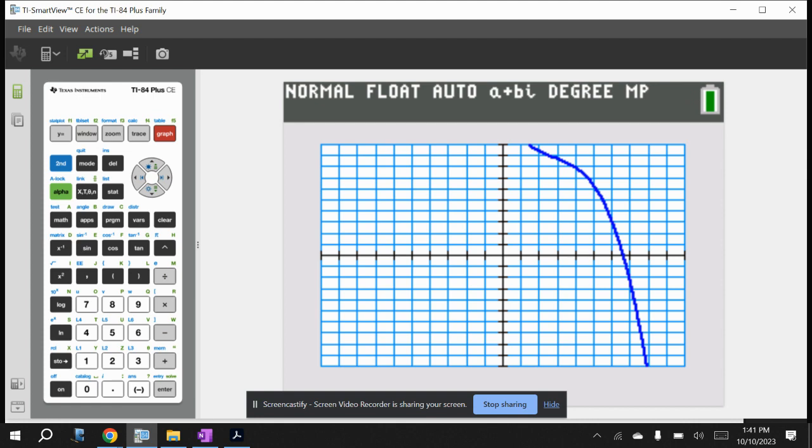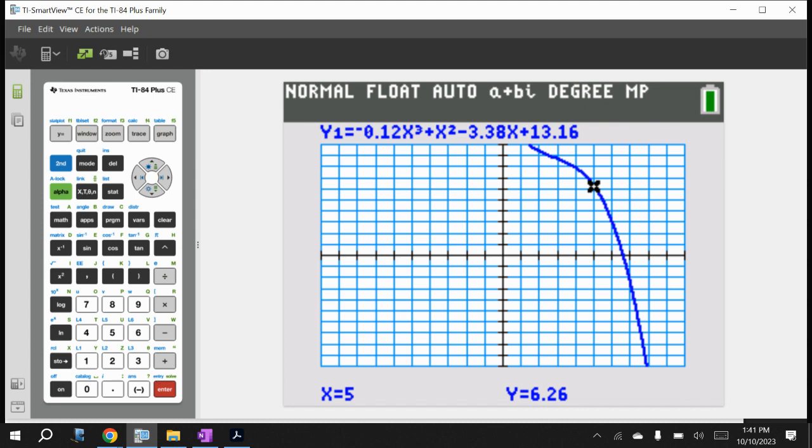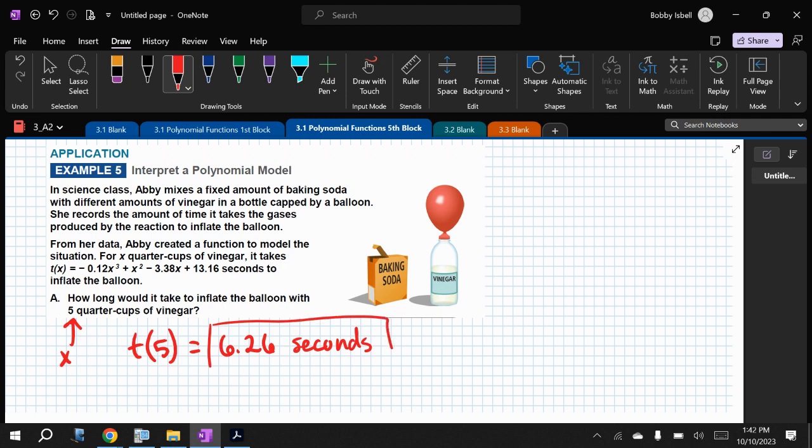But I'm going to get the exact number by hitting trace 5 and enter. And that gets me that with 5 quarter cups of vinegar, it takes 6.26 seconds for the balloon to inflate. That's what this tells us, based on the function they gave us and the information they gave us about that equation in the word problem. So big long word problem to just plug in a 5, but we get 6.26 seconds. So that's what A part asks us to do.